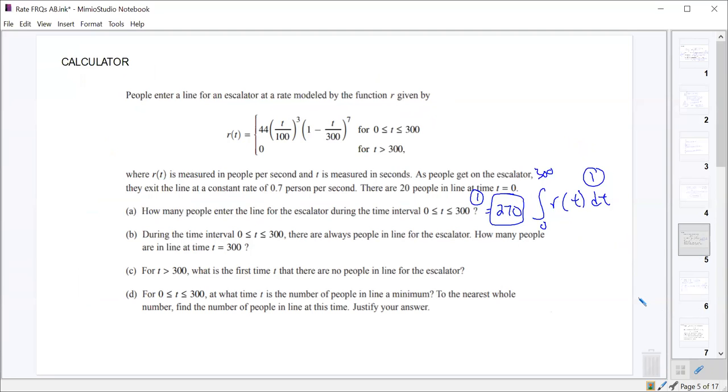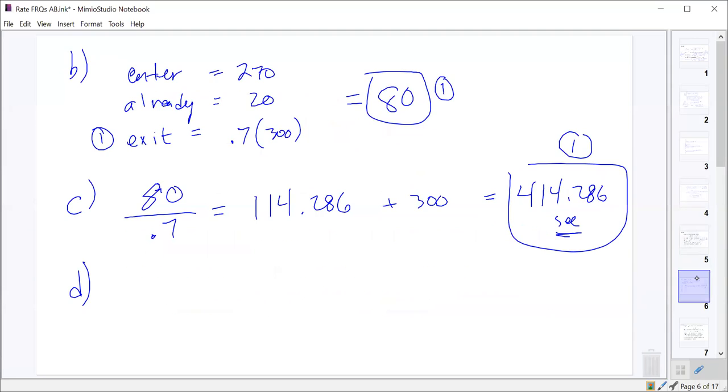Part D, at what time t is the number of people in line a minimum? So we need to write a function to represent the number of people in the line. So what is the number of people in the line at any given time? Should be the amount that started in the line, which would be 20, plus the amount that enter the line, which should be the integral from 0 to t of, what was the function, r? Right? So we'll say r of x dx. And then what do we need to subtract from that? The people that are leaving, which is 0.7 people per second, 0.7 t. Everybody good with that? That's the function that represents how many people are in the line at any given time.